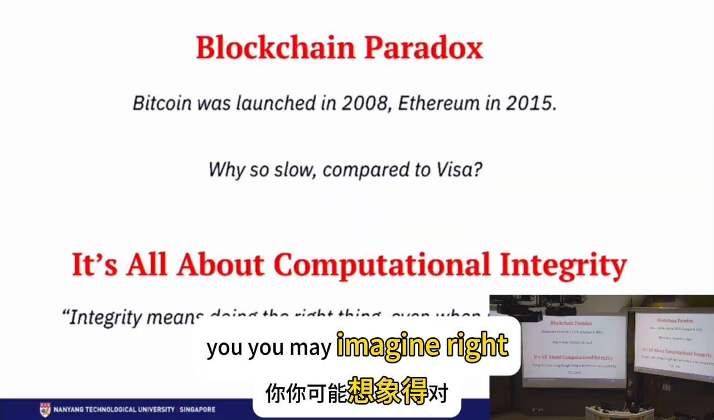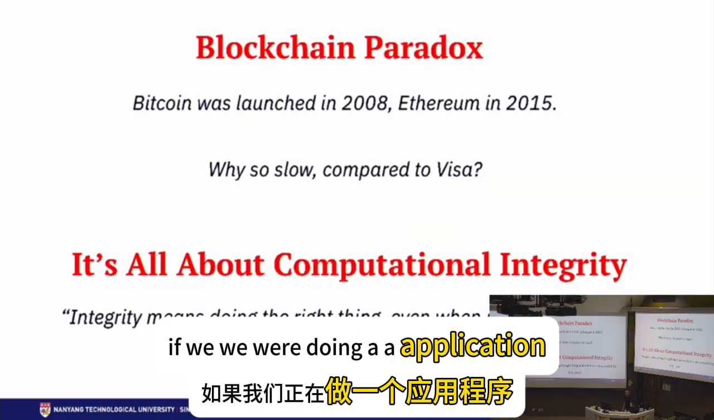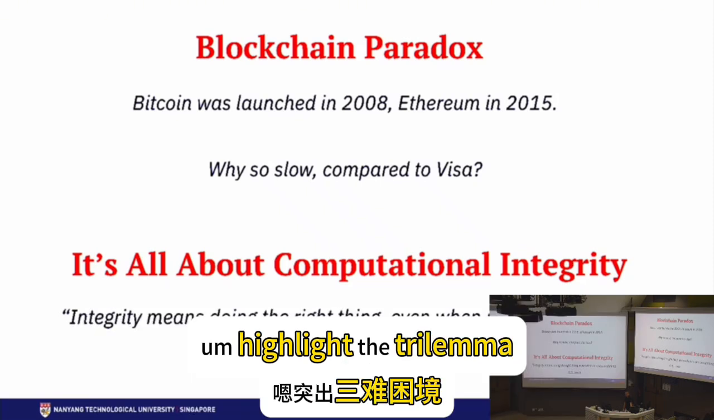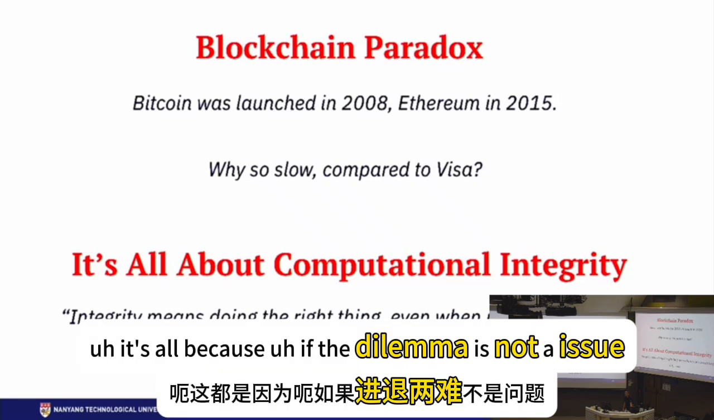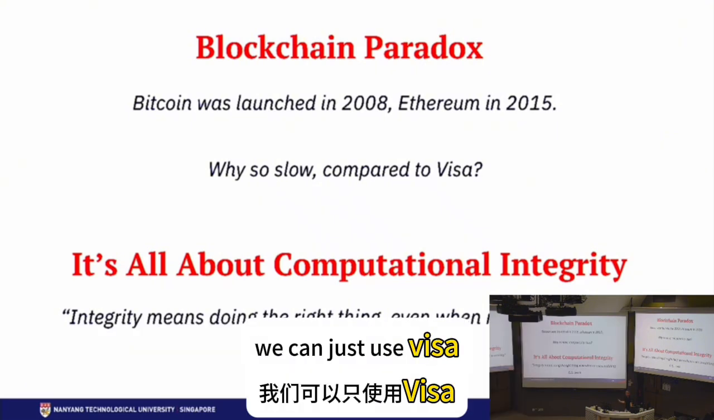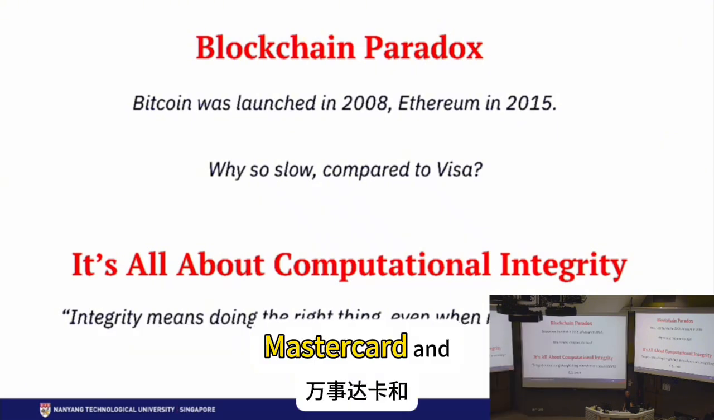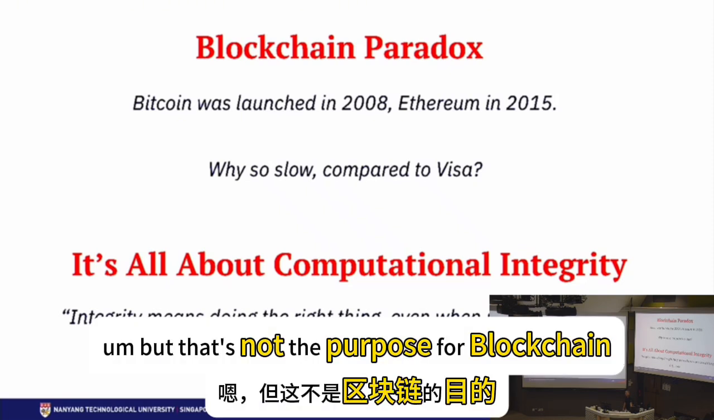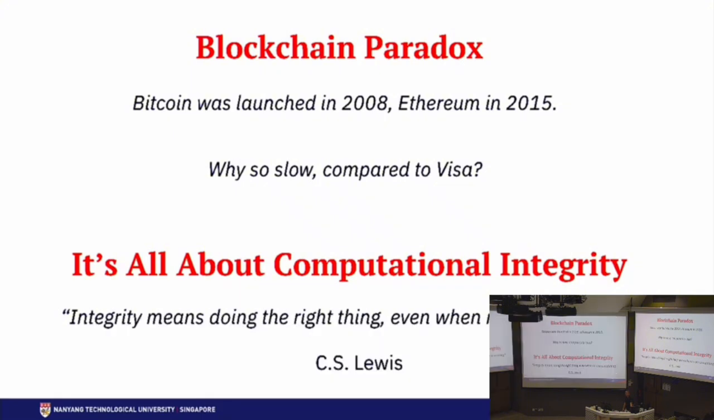So you may imagine, if we were doing an application, we don't need to struggle that much. Why do we have to really highlight the trilemma? It's all because if the trilemma is not an issue, we can just use Visa, MasterCard, and so on to solve all the issues. But that's not the purpose of blockchain.